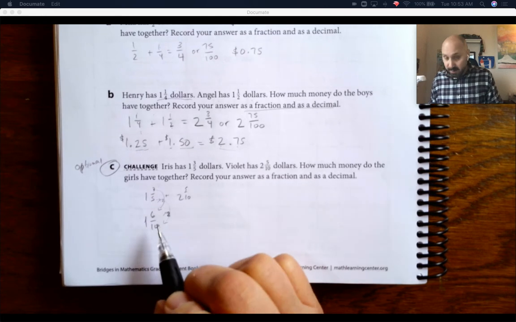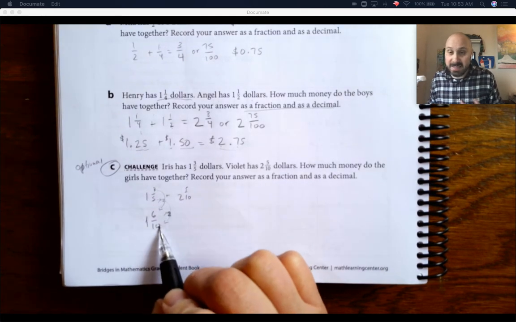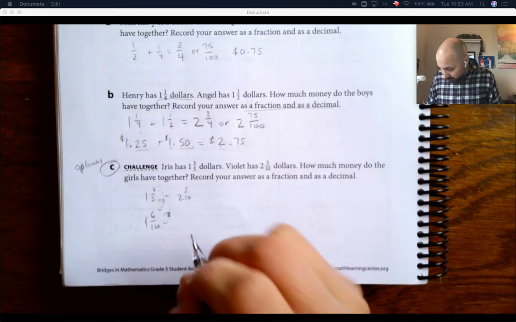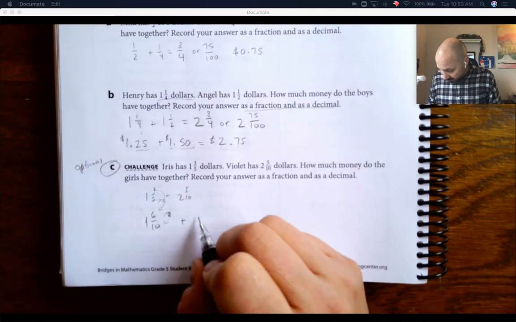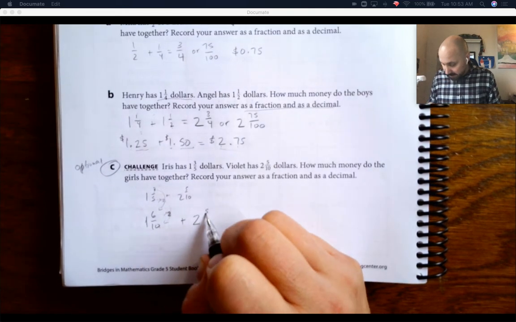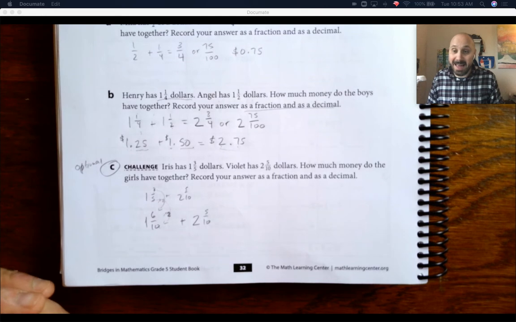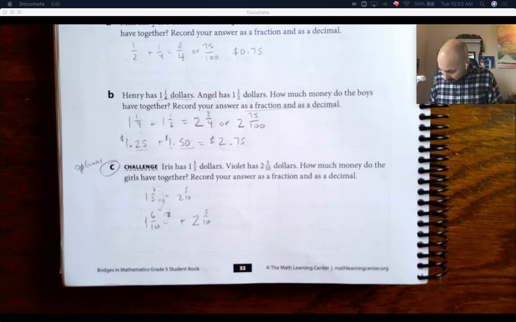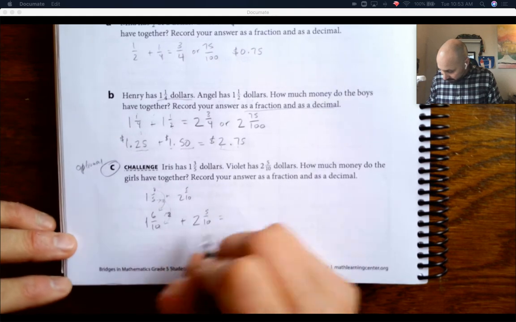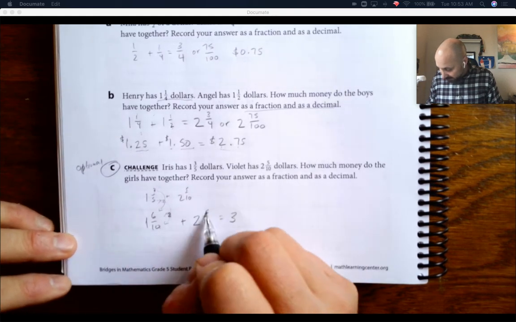So I know that 3/5 is equivalent to 6/10, which is 60 cents. And I know that 2 5/10 is the same as 2 1/2. 5 is half a 10. And when I add them up together, I get 1 plus 2 is 3. 6 plus 5 is 11.